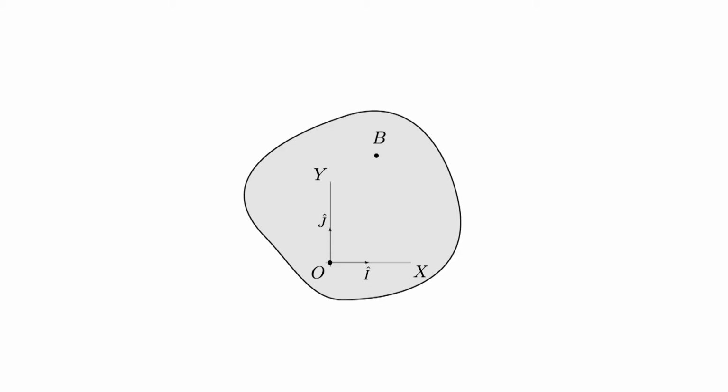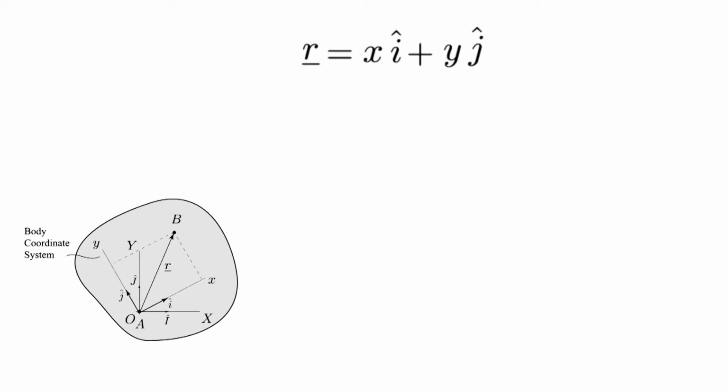So, how to represent both these motions? How can we find the velocity of point B when the point is moving relative to the rigid body and the rigid body is moving with respect to the ground? We begin by defining a body coordinate system that is attached to the rigid body and rotates with it. We define the position of point B with a vector r and express it in terms of the body coordinate system's unit vectors i hat and j hat.